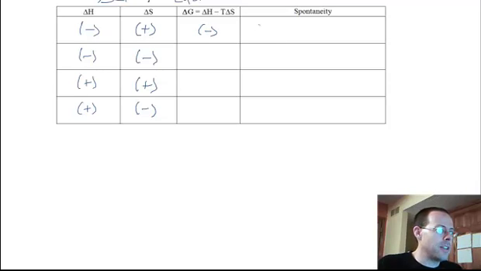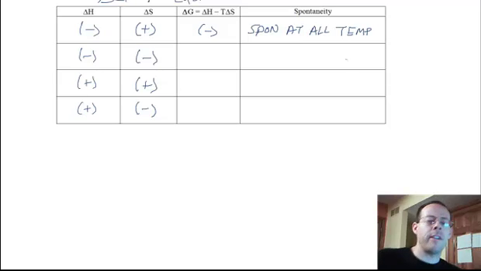So we might just say it is spontaneous at all temperatures. Why can we say all temperatures? Because we're talking about Kelvin temperatures. Kelvins are always positive values. We can never have a negative Kelvin. So if our delta S is positive and T is positive, this will always be a negative value.